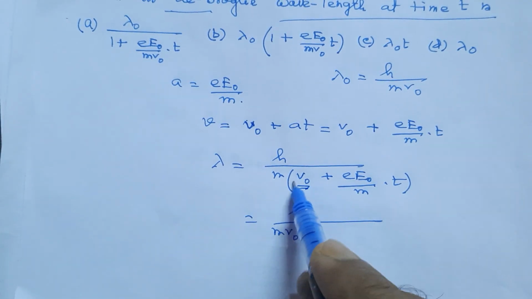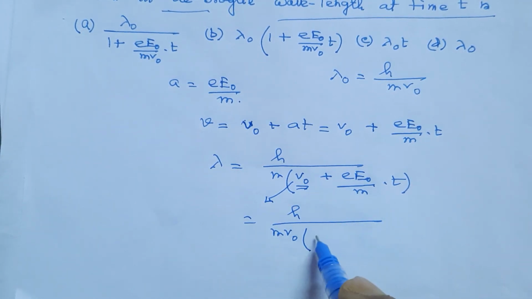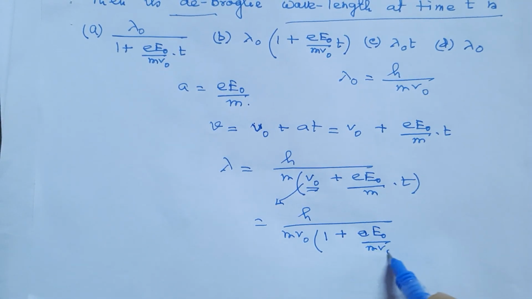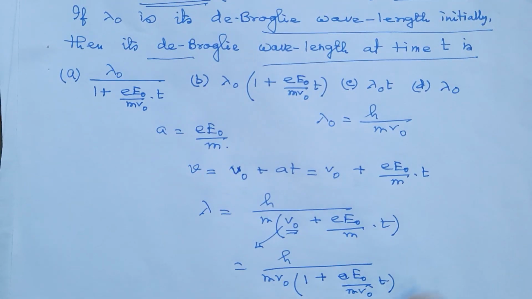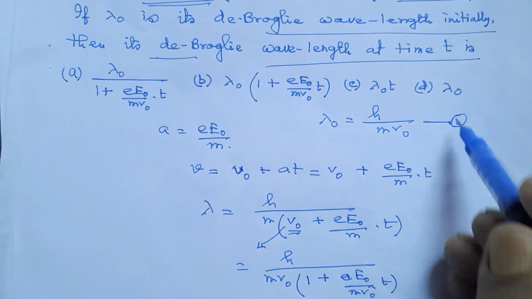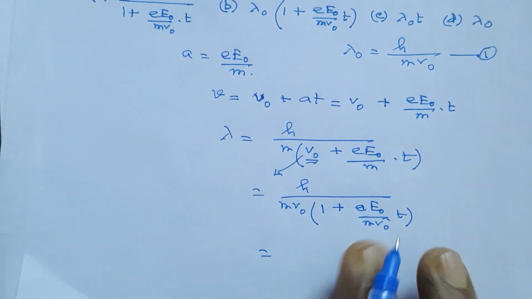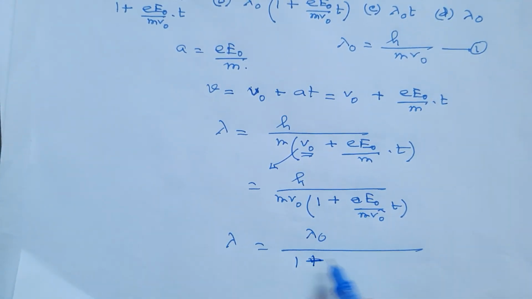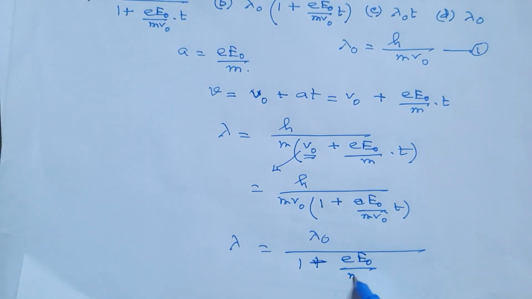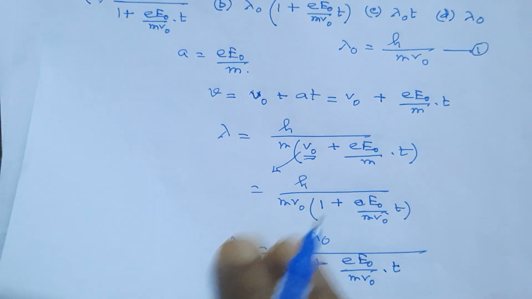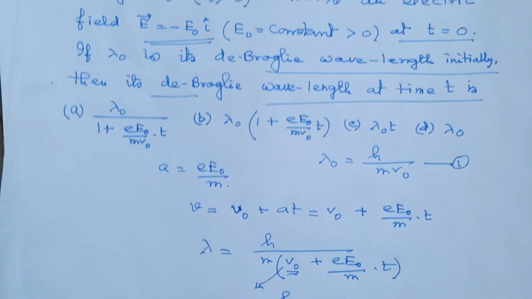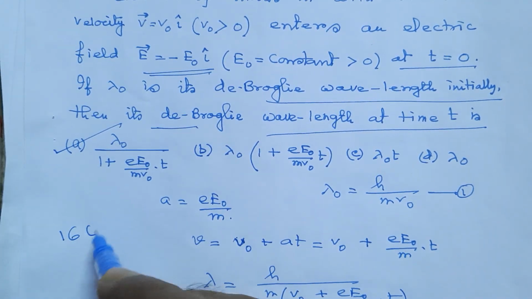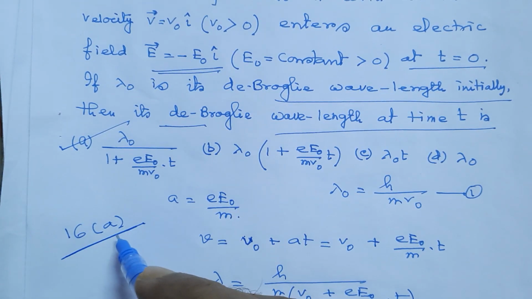Take v0 common from the bracketed quantity, then it is 1 plus E0 by mv0 into t. But we know that h by mv0 equals lambda 0 from the first equation. So putting it there, we get lambda equals lambda 0 by 1 plus E0 by mv0 into t. So the correct answer is lambda 0 by 1 plus E0 by mv0 into t. So the correct answer of question number 16 is A.